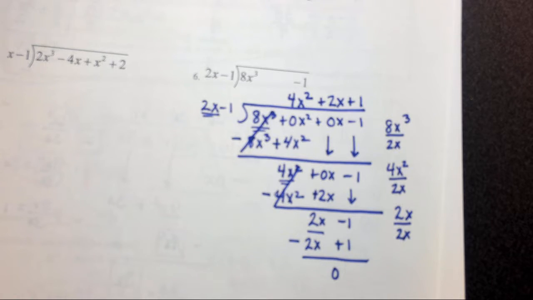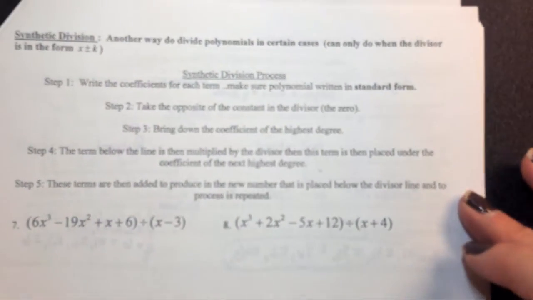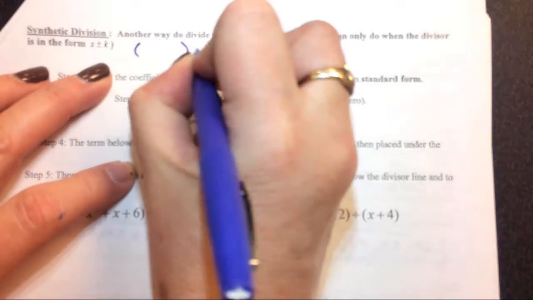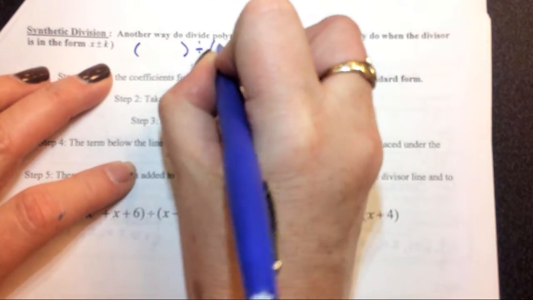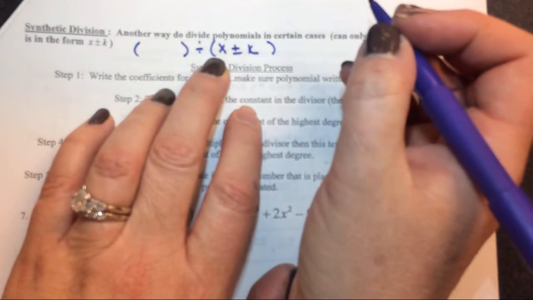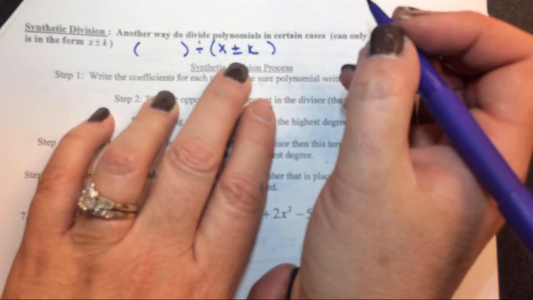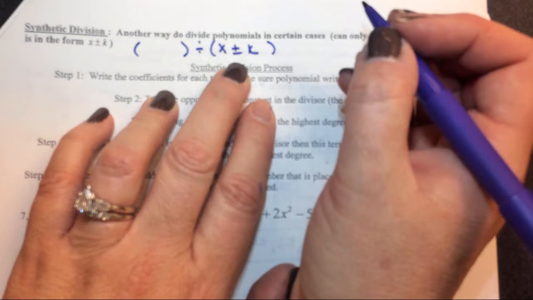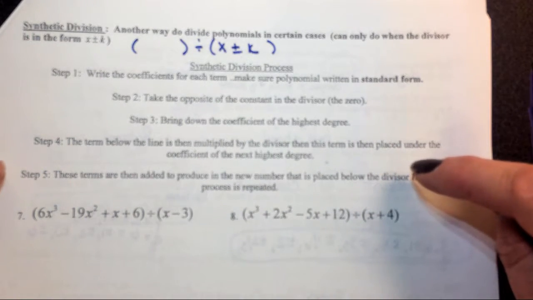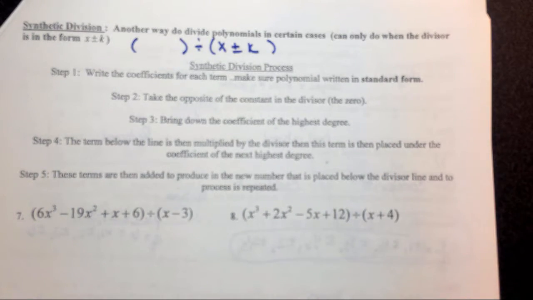All right? Let's take a look now at some synthetic division. Now remember, long division works all the time. Synthetic division does not. So again, remember, your divisor, you can only use synthetic division when you're dividing by an x plus or minus a constant. Remember, the coefficient of x has to be a positive 1, and this has to be a binomial. That's the only time you can use the synthetic division. All right? And again, these are just the steps we're going to talk about how to do synthetic division.